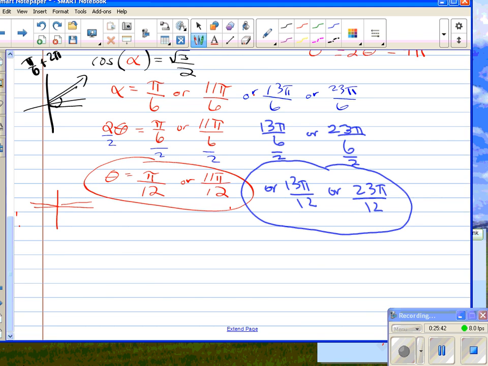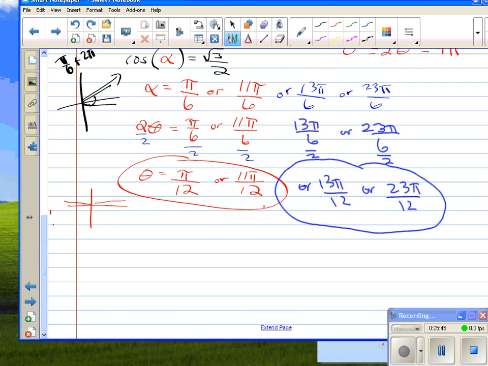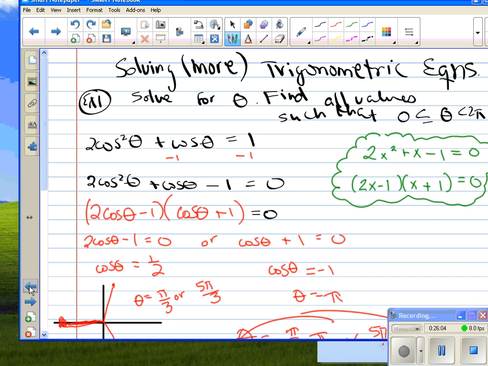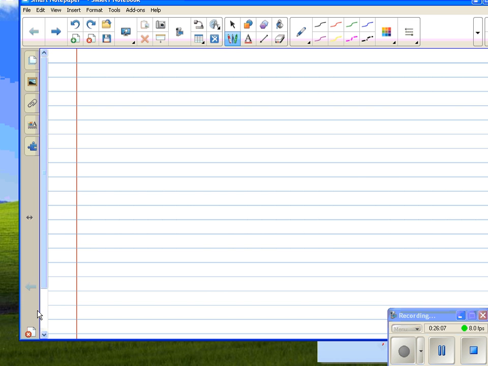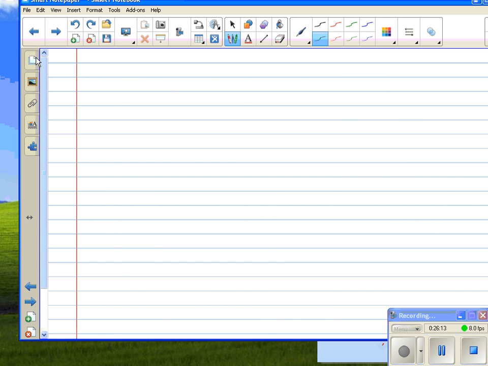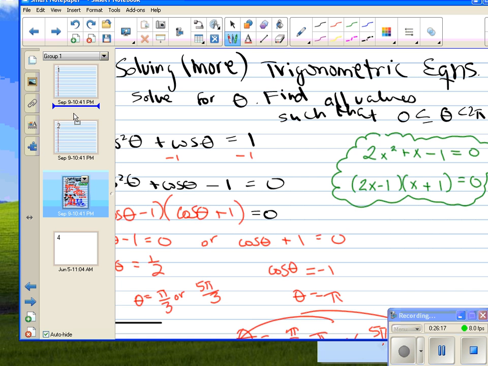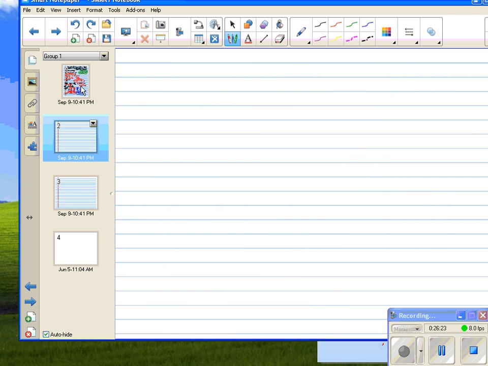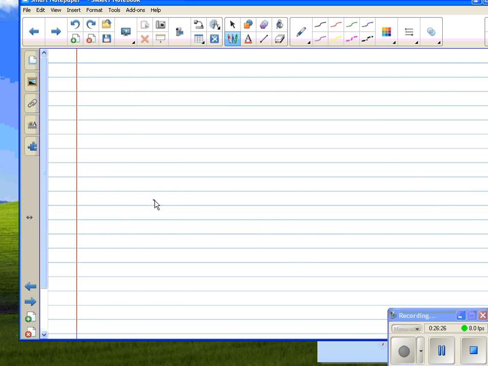Ejemplo 3. Oh, that's interesting. I started on the 3rd page. There. So ejemplo 3.